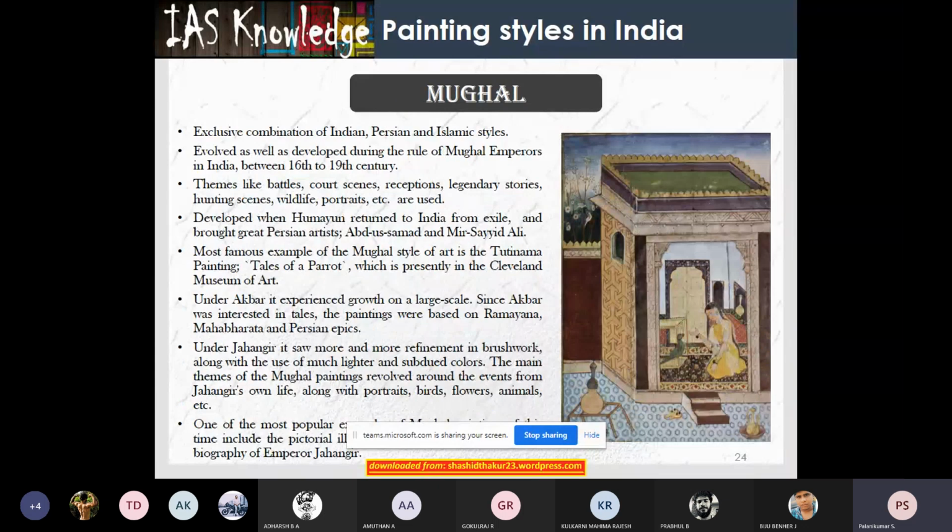The next one is Mughal painting. Mughal painting is an exclusive combination of Indian, Persian, and Islamic styles. After the Mughals invaded and came to India, they made a combination of our Indian art and Persian art along with the Islamic style. It started from the 16th century.